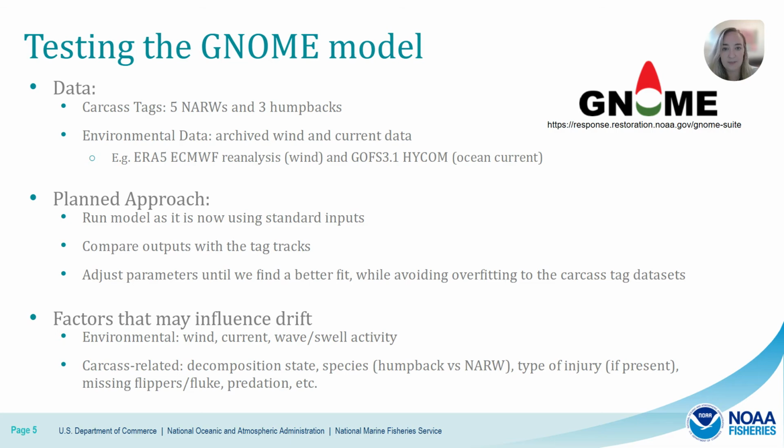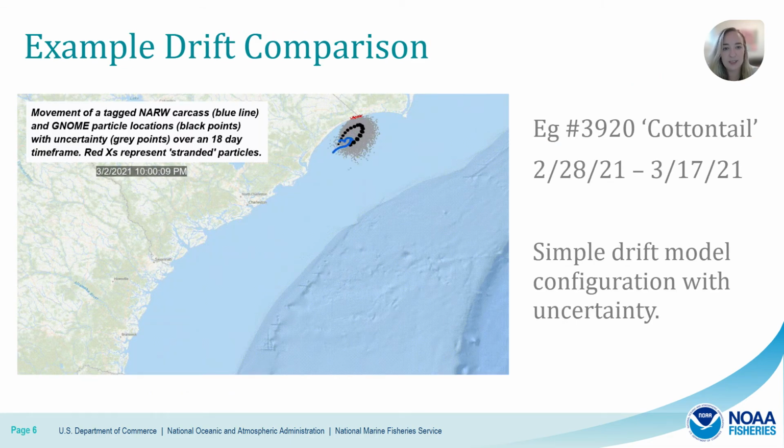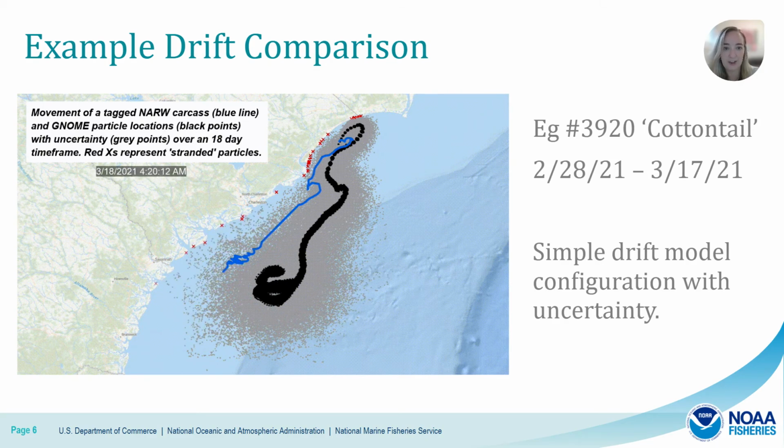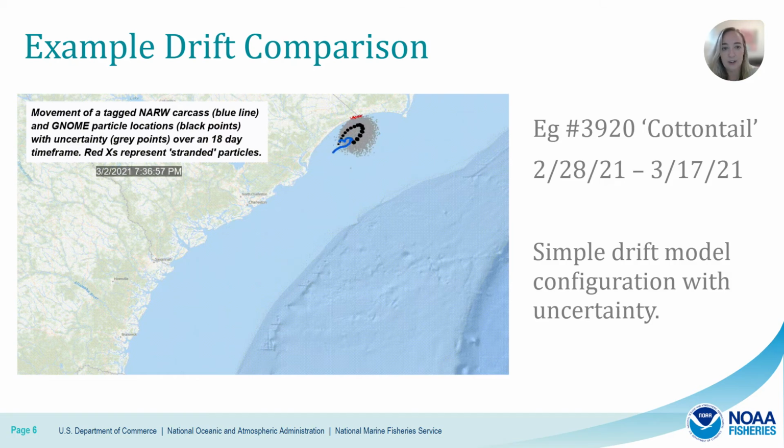So what might this look like? Here we have an example of what a carcass tag track, shown as a blue line, looks like in comparison to a run of the GNOME drift model using the simplest forecast configurations, along with wind and current data from the same 18-day time frame as the carcass tag. And I'll note that this tag was attached by Bill McClellan and his team at UNCW.